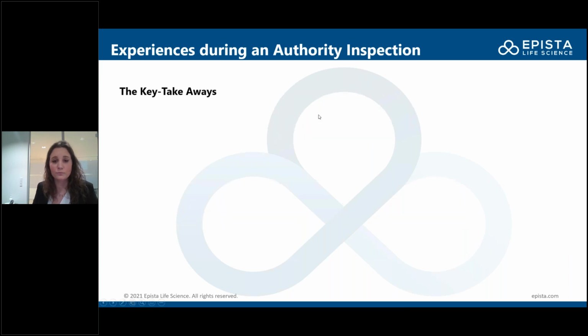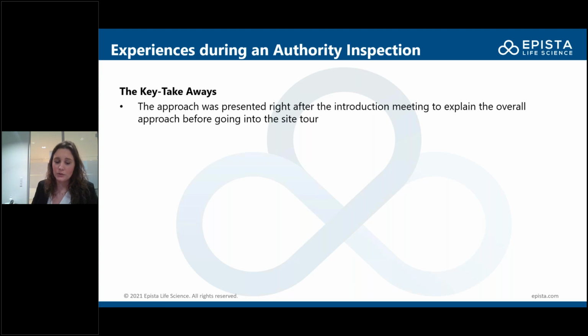So what were the key takeaways after the inspection? We were able to go in and present the approach for assessment and mitigation, as well as prioritization of mitigation, right after the introduction meeting to explain how we're working on that topic over the past few months, before we were actually going for the site tour, so before the inspector went to see the systems.